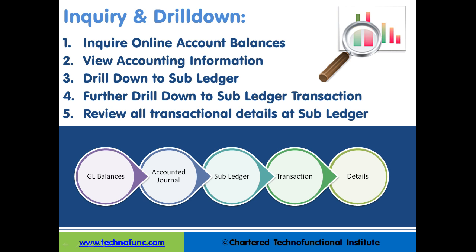3. Drill down to subledger. You can drill down from journal to originating subledger. 4 and 5. Further drill down to subledger transaction. You can see the transaction in the subledger and review all transactional details available at the subledger from general ledger itself. This is the last topic in basic GL overview chapter. In the next slide we will visit the topics that will be covered in next chapter titled GL Concepts.